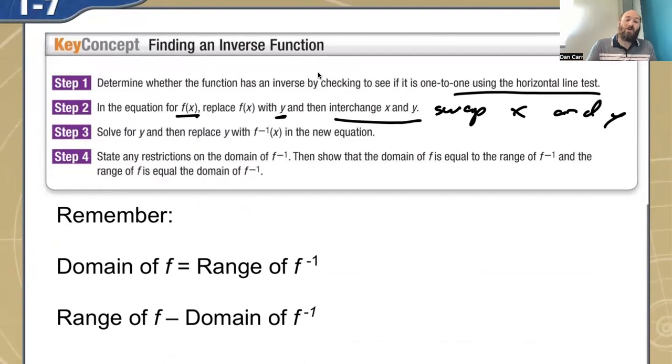Once you do that, you're now going to solve for the new y. And once you're done, you're going to replace it with this notation. Remember, this is f to the negative 1 like that. That is our inverse notation.